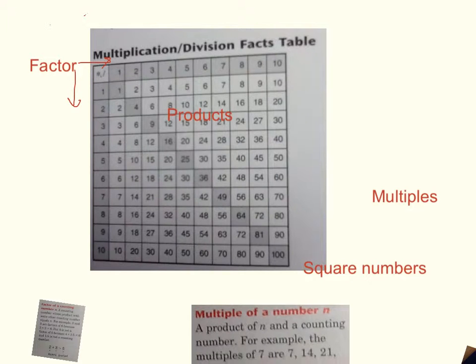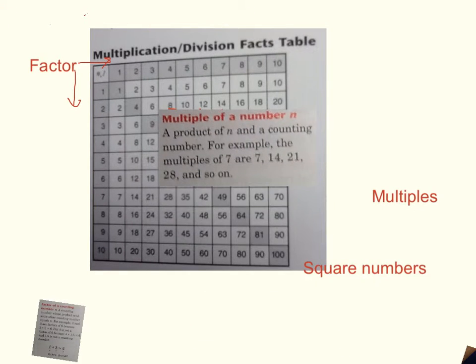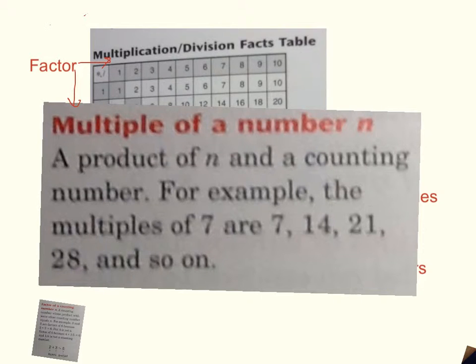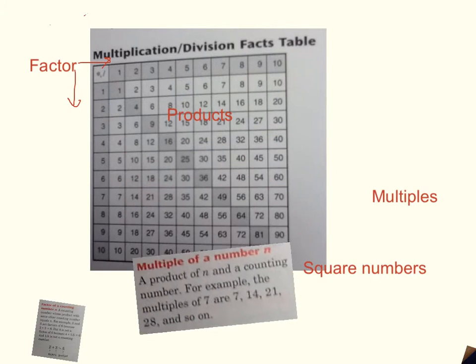The last word we really need to know is what it means for something to be a multiple. So let's check our definition. Multiple of a number, n: a product of n and a counting number. For example, the multiples of 7 are 7, 14, 21, 28, and so on.